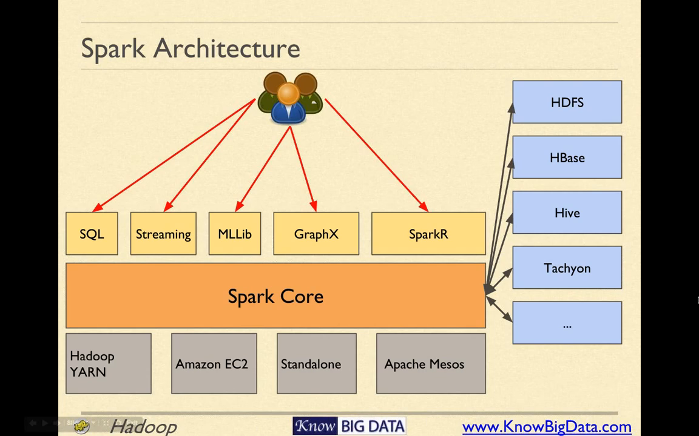Okay, so on top of Spark Core, there is something called streaming. If you want to process the data per second, then streaming is the way to go. Then we have MLlib.